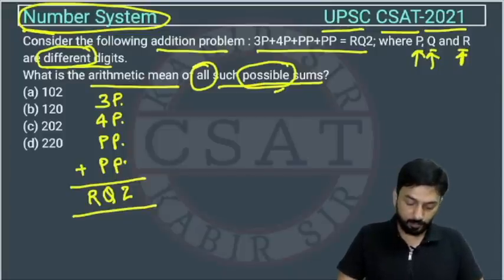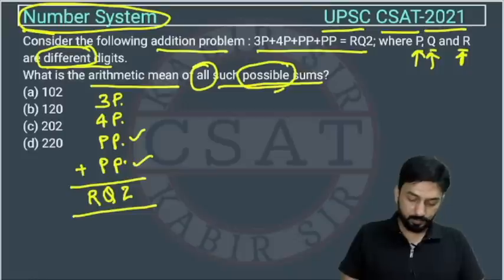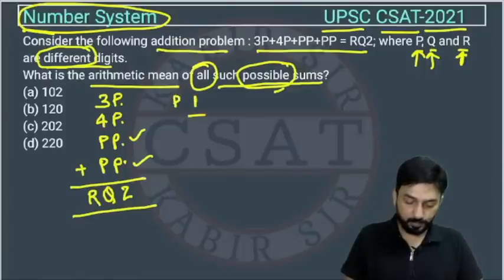0 is possible or not? 0 is not possible, because if we write 0 here, then this fourth term will become double 0, the third term will also become double 0, right? So you have to check in that way. So let's start from 1. Suppose the value of p is 1, right? If p is 1, then the unit digit will be 4. So 1 is not possible.